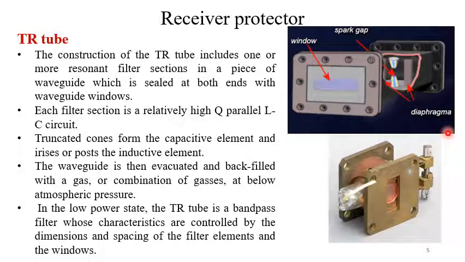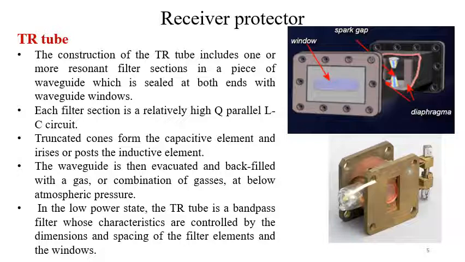The construction of a TR tube includes one or more resonant filter sections in a piece of waveguide, which is sealed at both ends with waveguide windows. These are the windows. Each filter section is a relatively high Q parallel LC circuit. Truncated cones form the capacitive element, and irises or posts form the inductive element. The waveguide is then evacuated and backfilled with a gas or combination of gases at below atmospheric pressure.